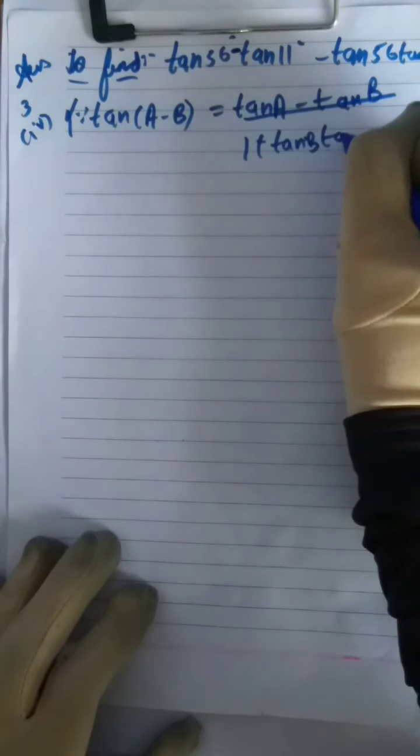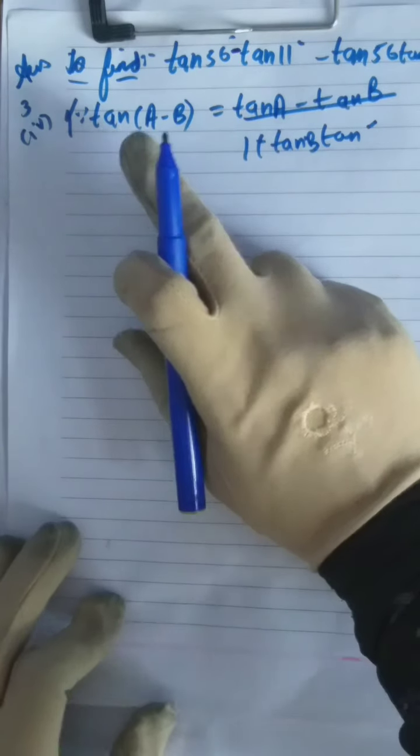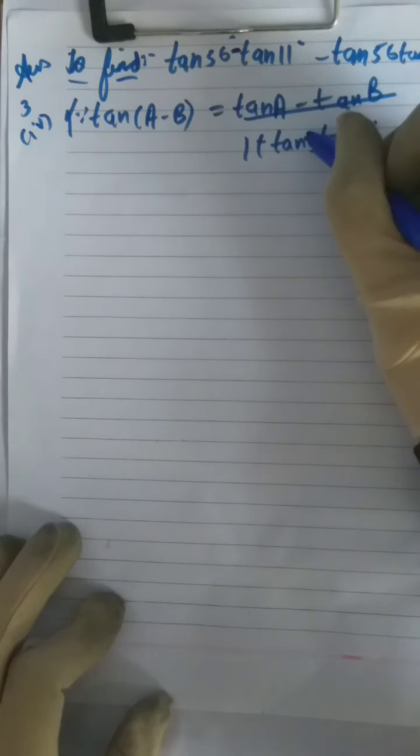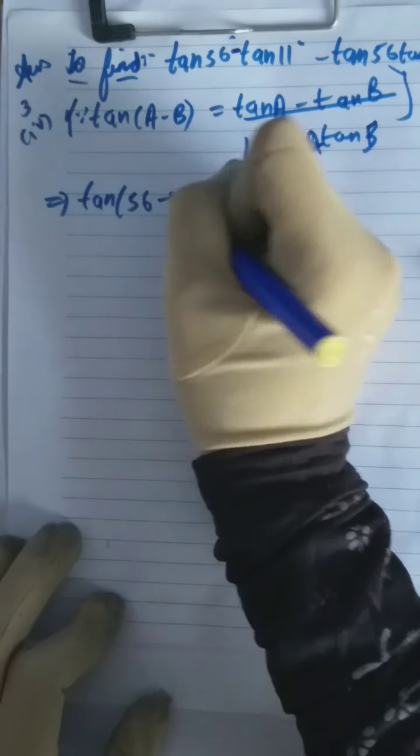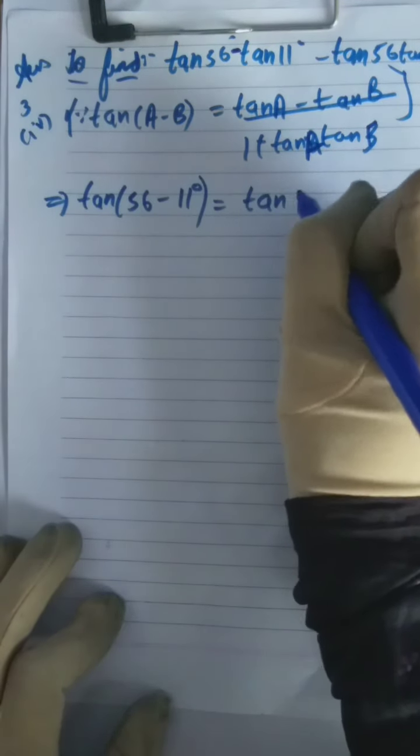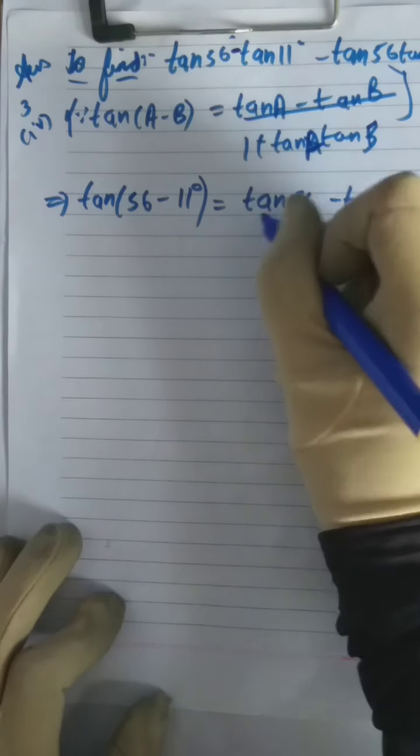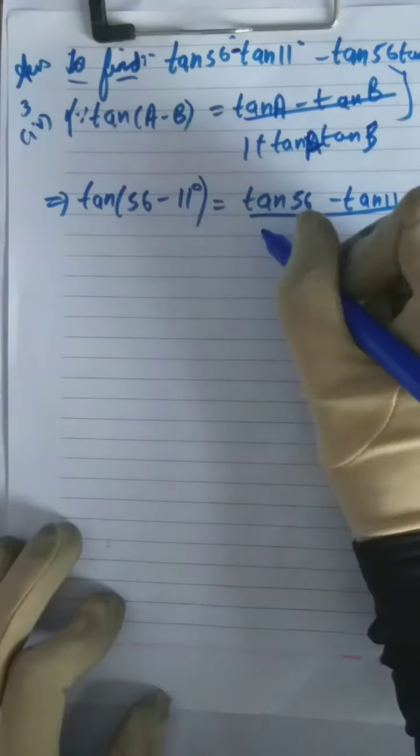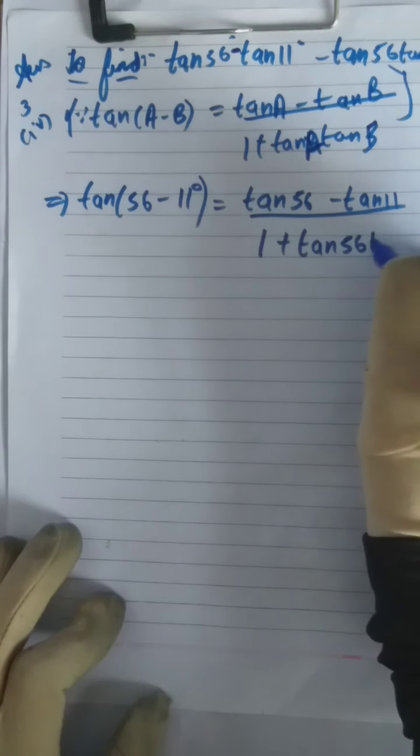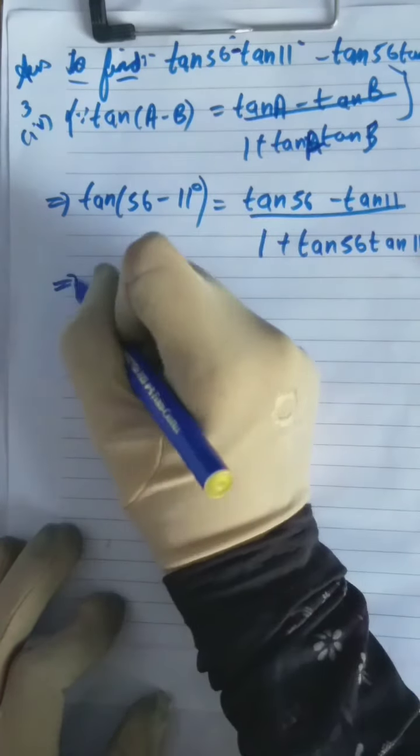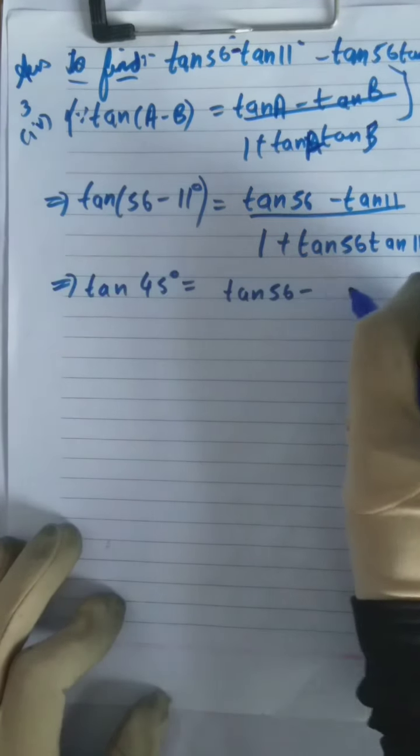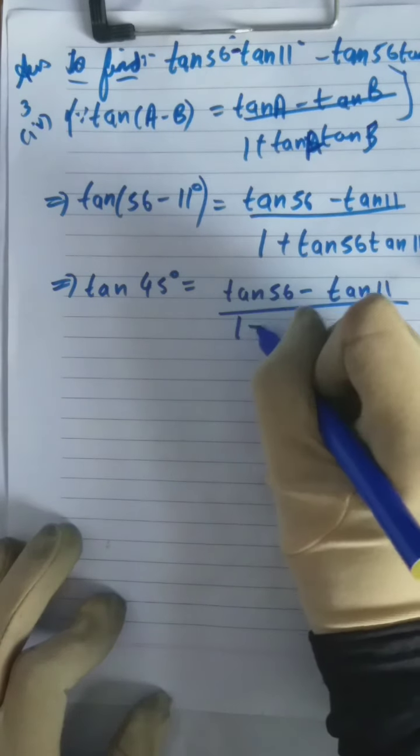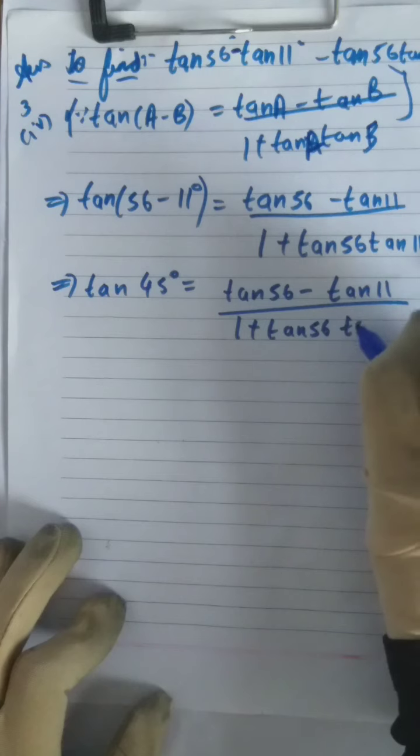This is our formula. In place of A we'll take 56 and in place of B we'll take 11, because 56 is more than 11. So, tan 56 minus 11 is equal to tan 56 minus tan 11 by 1 plus tan 56 into tan 11. We are substituting the values of 56 and 11 in this formula. Now we know 56 minus 11 is 45.